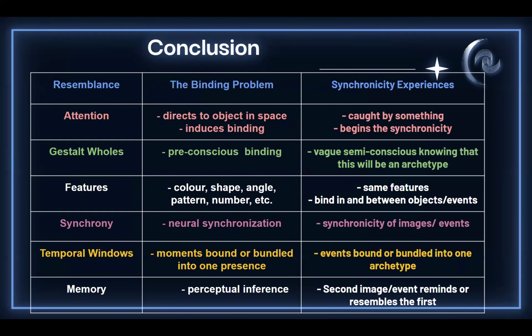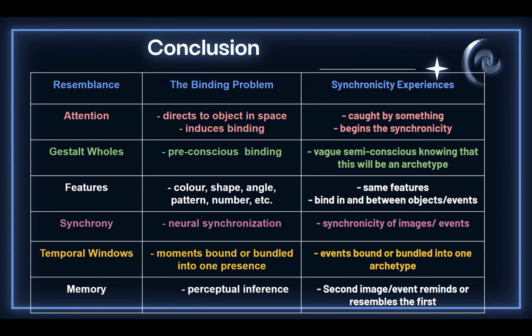So just as I see spontaneous resemblances between different events and images, I also perceive similarities between different fields of knowledge. Thus, my conclusion is that the binding problem and experiences of synchronicity demonstrate the same characteristics. These again are attention being directed to the object. And in the binding problem, attention is needed to bind separate features into one space. With synchronicity, attention is usually spontaneously caught by something first, and this is how the synchronicity begins.